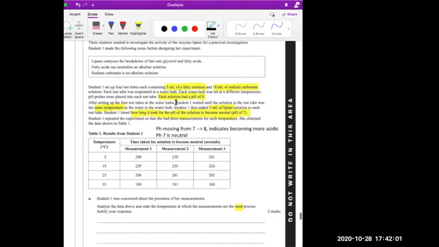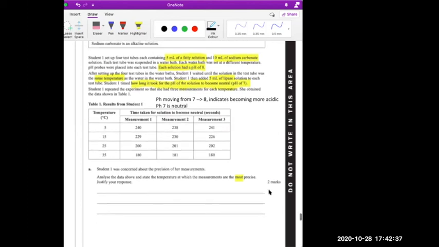Student 1 made the following notes before designing her experiment. Lipase catalyzes the breakdown of fats into glycerol and fatty acids. Fatty acids can neutralize an alkaline solution. Sodium carbonate is an example of an alkaline solution. So student 1 set up 4 tubes containing 5 ml of fatty acid solution and 10 ml of sodium carbonate solution. Each test tube was suspended in a water bath. Each water bath was set at a different temperature, and pH probes were placed into the test tube. Each solution had a pH of 8.